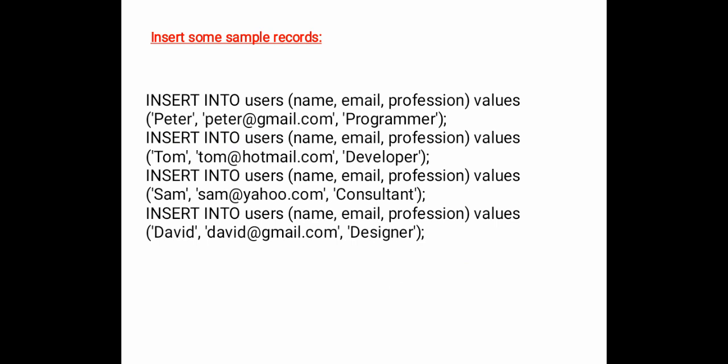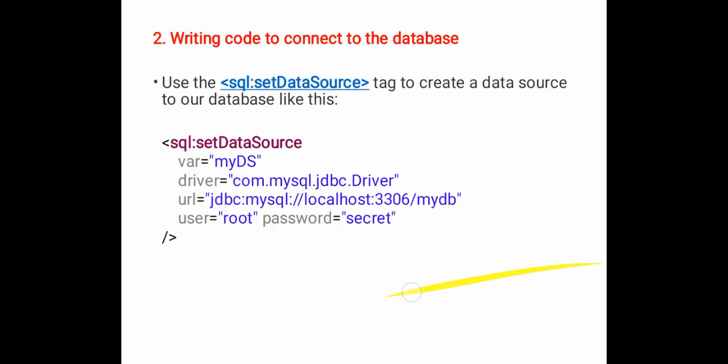Now we are inserting some records inside the table with the help of this query. Insert into users name, email, profession, values. In the first row, we are assigning peter@gmail.com, programmer. Then in the second row, we are assigning tom@hotmail.com, and profession as developer. Then sam@yahoo.com, and its profession as consultant, and so on.